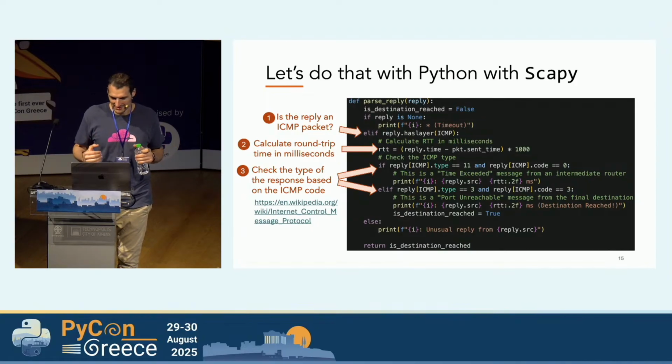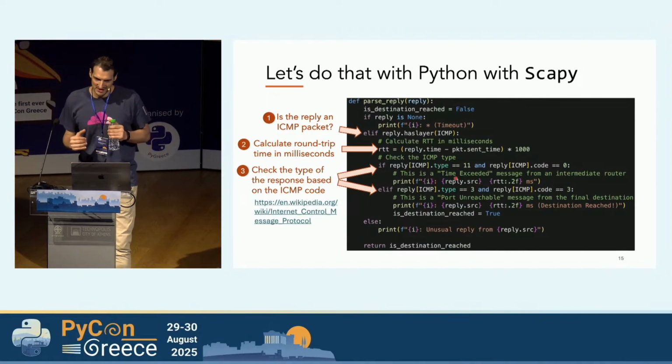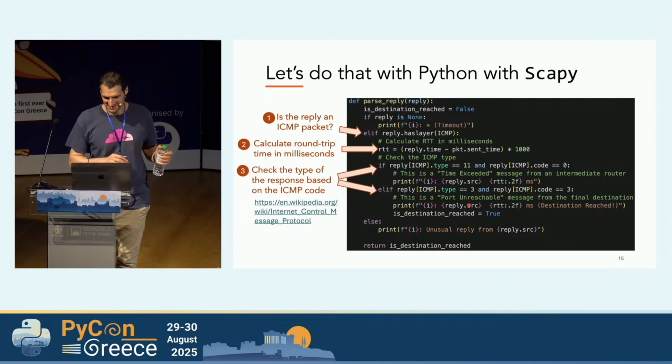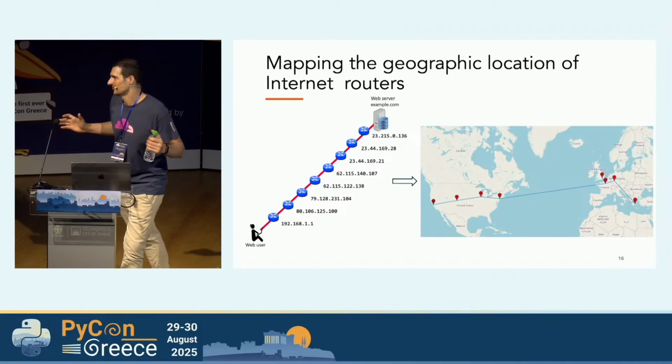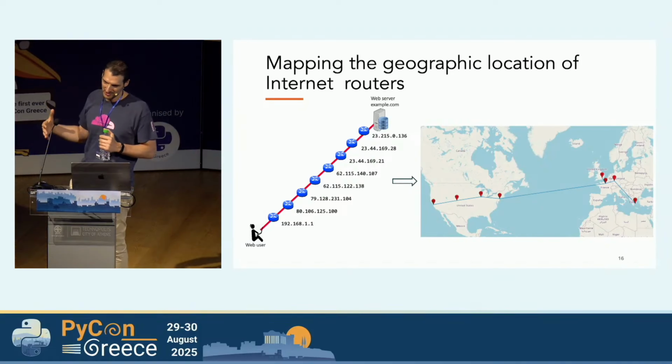If it's not none, we check if it has the ICMP protocol. ICMP is the protocol that is used for these expiry messages. If it does, we calculate the round trip time by subtracting the send time from the receive time. We check the code of the message. If it's a time exceeded, it means that we discovered an intermediate hop. If it's a port unreachable, it means that we've reached our destination. And yeah, that's it. Essentially, we have a traceroute tool with just a few lines of Python code. It's that easy.